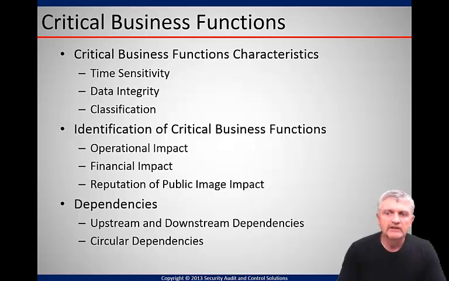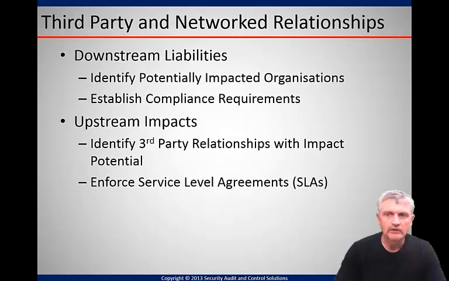Now, when we look at critical business functions and we identify those critical business functions, there can be operational impact, financial impact, and reputational impact, such as public image. So when we look at critical business functions, and then also dependencies from these businesses, we can have upstream or downstream dependencies or circular dependencies as well. So two departments work hand in hand very closely together and depend on each other's data as well.